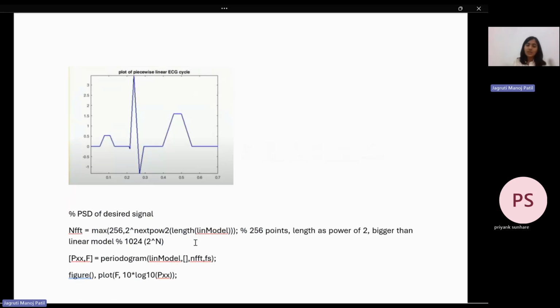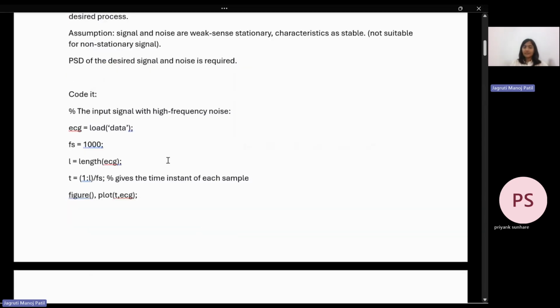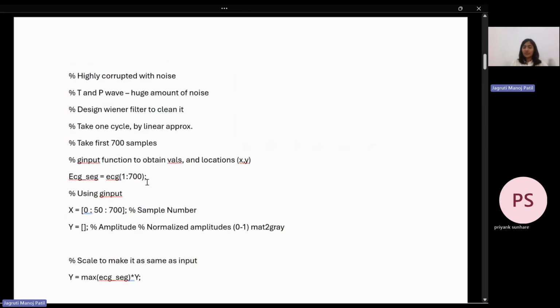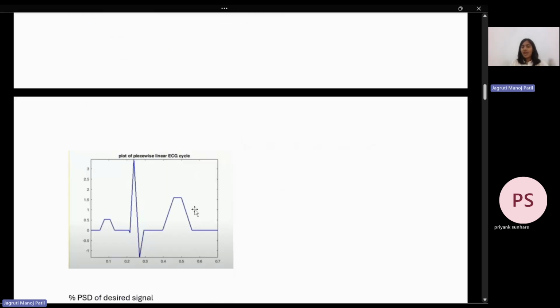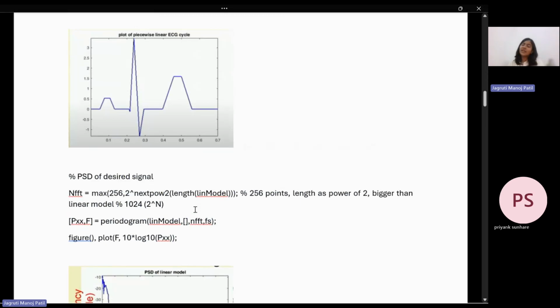Essentially, if your data points are following along here, it would be nothing but 2 raised to 8, that's 256. We always want the number of points to cover your data. Say we took the first 700 points, the segment was from 1 to 700, so the number of points in your FFT should be greater than those 700. So what we do is take 2 raised to the next power of 2 of the length of the signal. The next power of 2 would be nothing but 1024, that's 2 raised to 10.